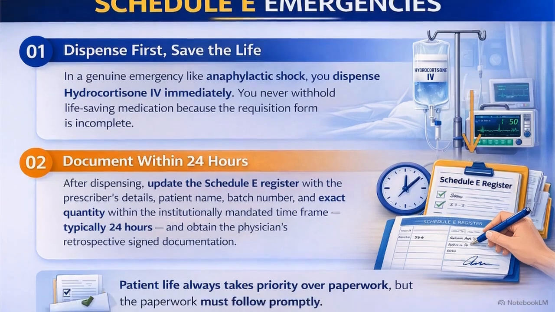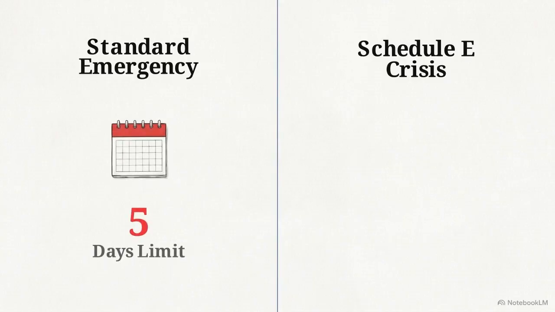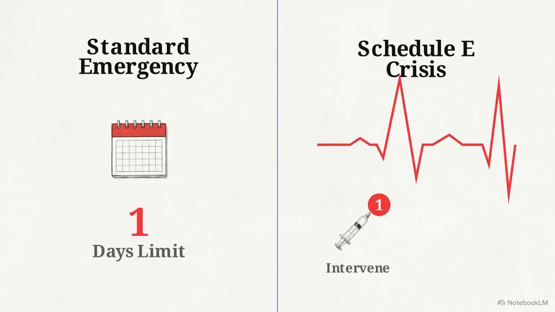You update the Schedule E register with the batch number and quantity, and you secure the physician's retrospective signature within 24 hours. Standard pharmacy emergencies require strict 5-day limits, but when faced with an active life-and-death crisis, you intervene first and resolve the documentation second.